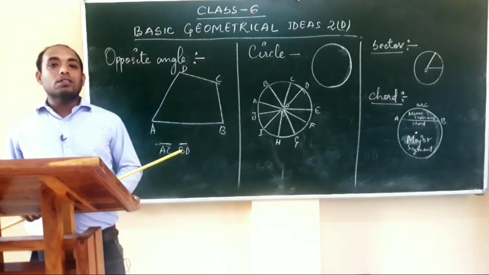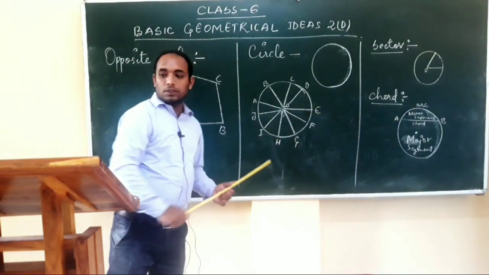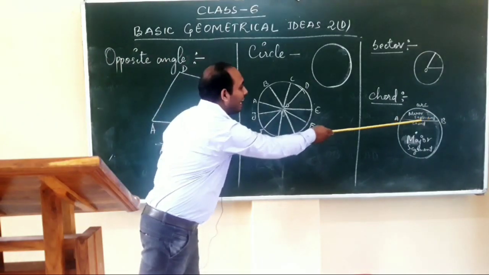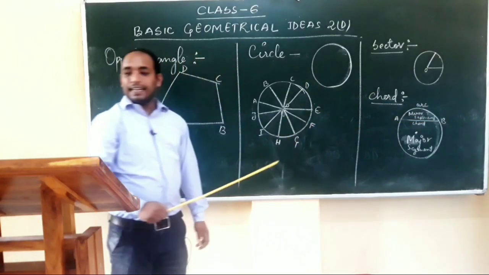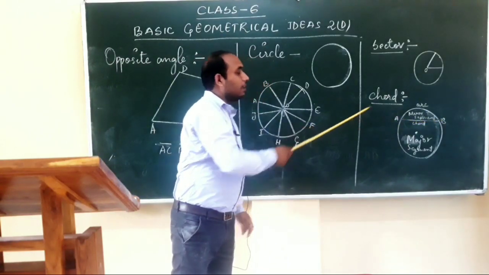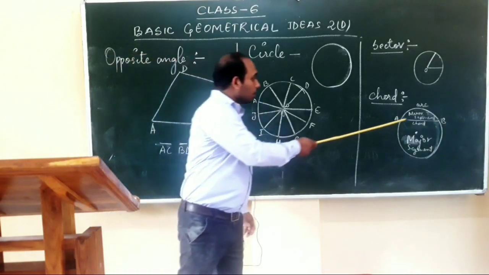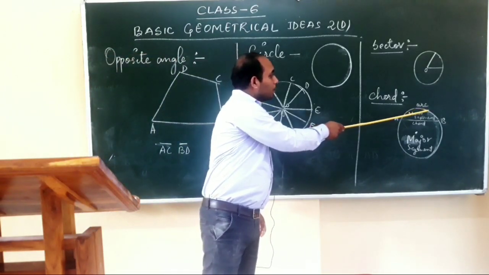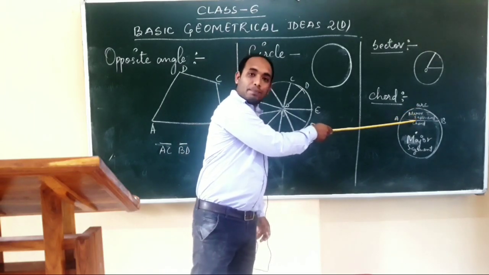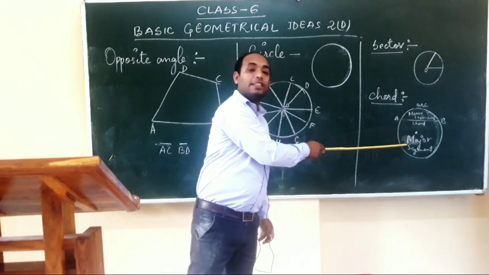Now we discuss the chord. What is a chord? The line connecting two points on the circumference of a circle, A and B, is called a chord. This part is called the arc. The smaller part is called the minor segment, and the bigger part is called the major segment.